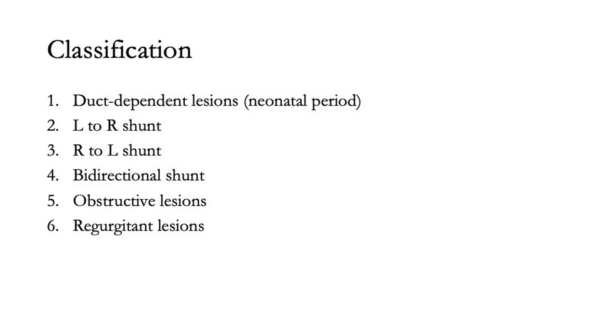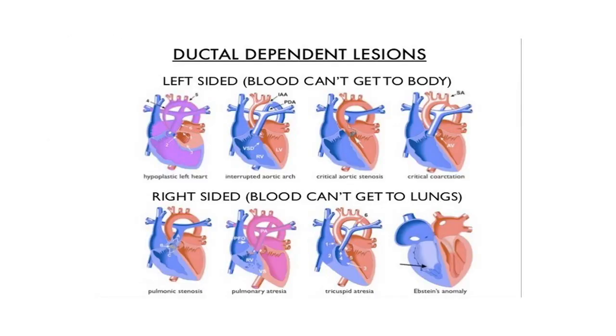The majority of defects presenting later in life or requiring later care are classified into one of 5 categories: left-to-right shunts, right-to-left shunts, bidirectional shunts, obstructive lesions and regurgitant lesions. In left-sided ductal-dependent lesions, the patient is duct-dependent for systemic blood flow and the shunt is right-to-left, such as HLHS, interrupted aortic arch, critical aortic stenosis and critical coarctation.